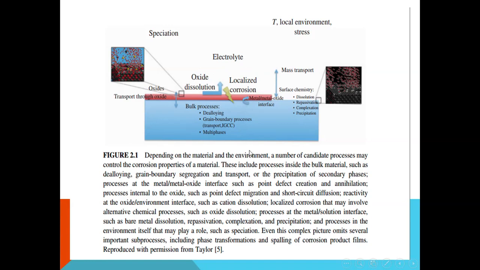Electrolyte and materials: oxide dissolution, localized corrosion, maybe de-alloying, grain boundary processes, multiple phases, surface chemistry, dissolution, repassivation and depassivation, mass transport, and the reaction between material and environment, which may contain local stress.